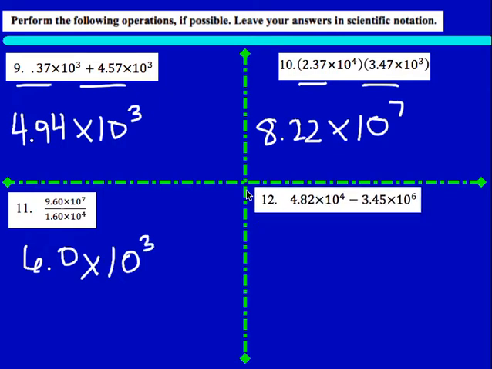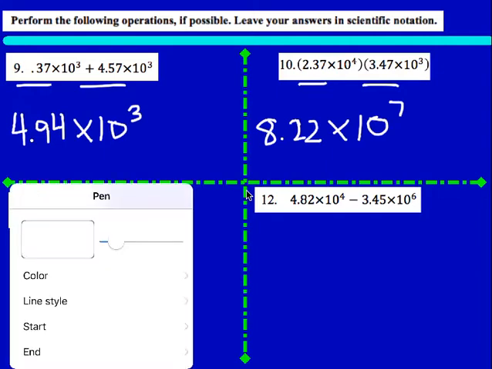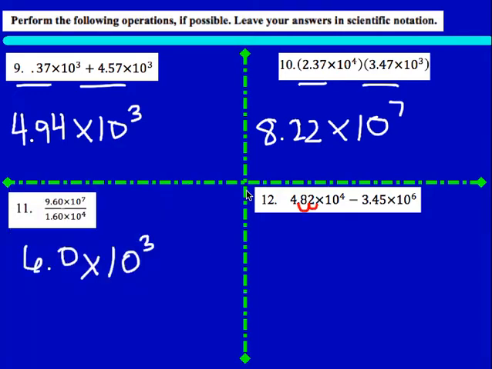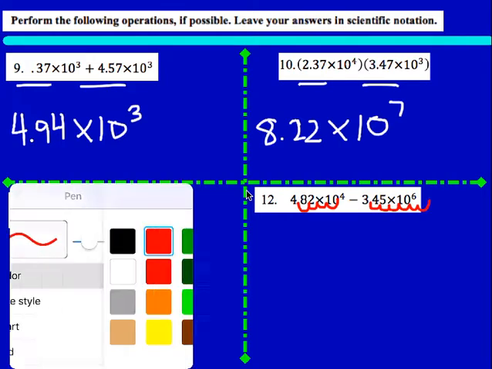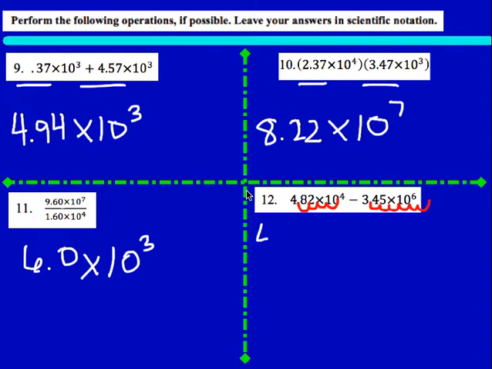Now let's take a look at number 12. For number 12, we don't have the same exponents. So that's where we need to convert it into standard form. What I'm going to do is move this right, 1, 2, 3, 4. And for this one, I'm going to move it right, 1, 2, 3, 4, 5, 6. So let's write out what numbers we have. Here we're going to have 4, 8, 2, and then 1, 2 zeros after that. Then we're going to subtract this off. Then I'm going to have 3, 4, 5, and 1, 2, 3, 4 zeros after that.